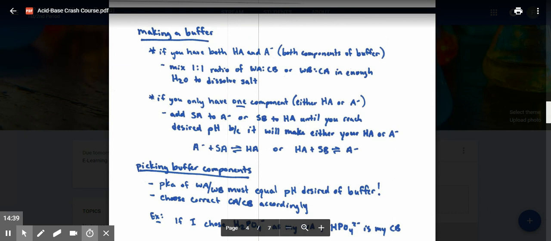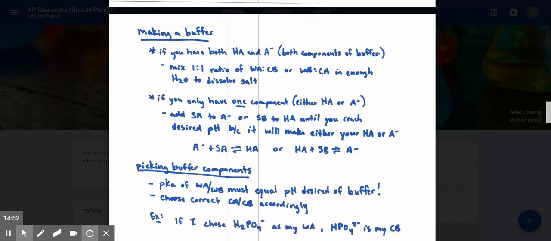In order to make a buffer, there's two ways, and it's based upon what you are given. If you are given both components of the buffer, so that means you have the acid and the base part, what you're going to do is mix a 1-to-1 ratio of the weak acid to the conjugate base, or if you have a weak base and a conjugate acid, you're going to mix those in that 1-to-1 ratio in enough water to dissolve the salt. That is if you have both components of the buffer on hand.